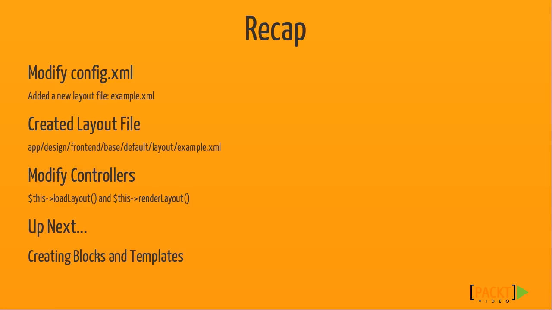So let's recap. We started out by modifying the config.xml file in our module. The snippet of XML code that we added declared a new layout file. Our next step was to create that layout file, example.xml. After doing so, we had to make a slight tweak to our controllers, telling them to load the layout and then to render the layout.